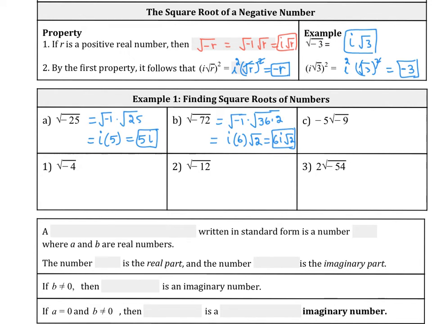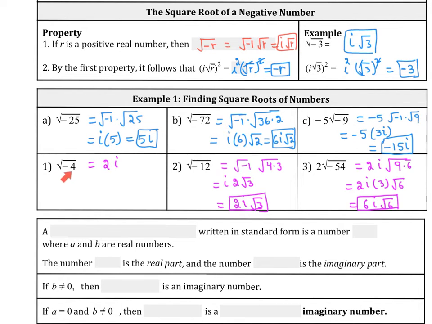Next you have letter C, -5 times the square root of -1 times the square root of 9. So that's going to be -5 times 3i. The square root of 9 is 3 and the square root of -1 is i. So the answer is going to be -15i.